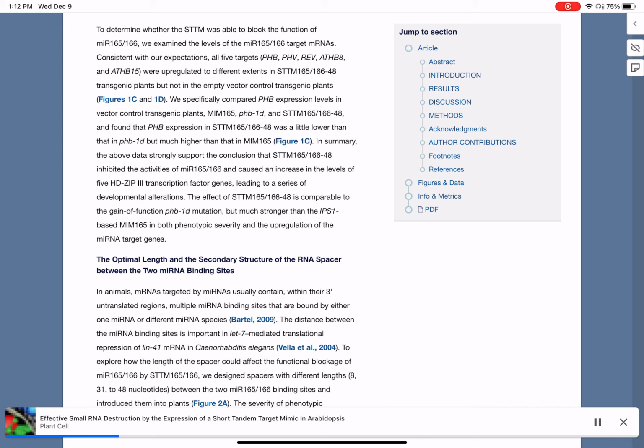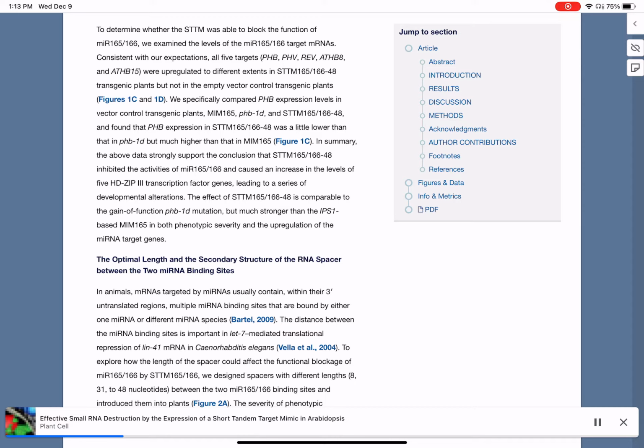control transgenic plants, figures 1c and 1d. We specifically compared PHB expression levels in vector-controlled transgenic plants, MIM165, PHB1D, and STTM165-166-48, and found that PHB expression in STTM165-166-48 was a little lower than that in PHB1D but much higher than that in MIM165, figure 1c.